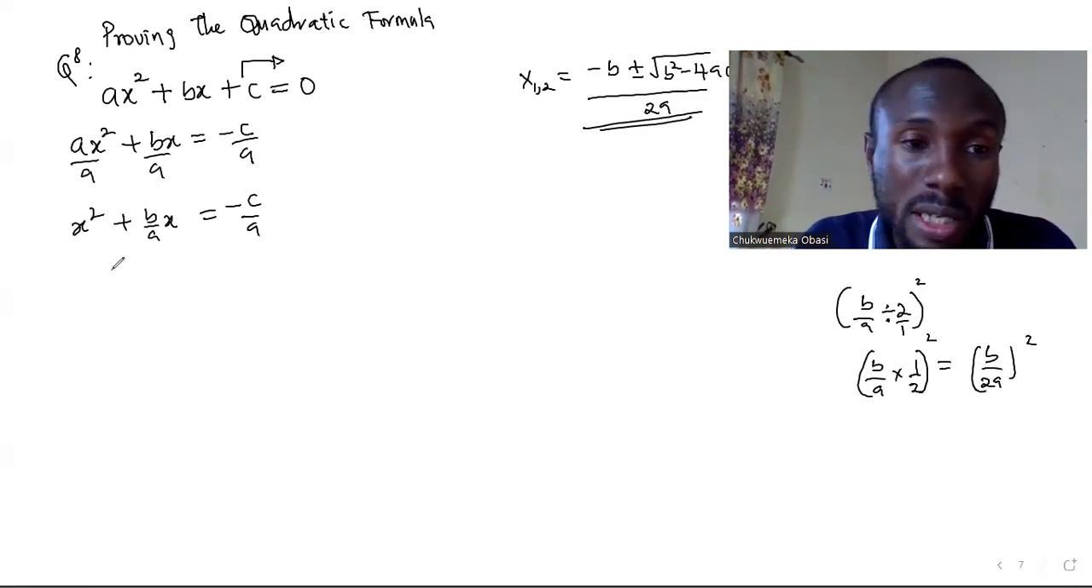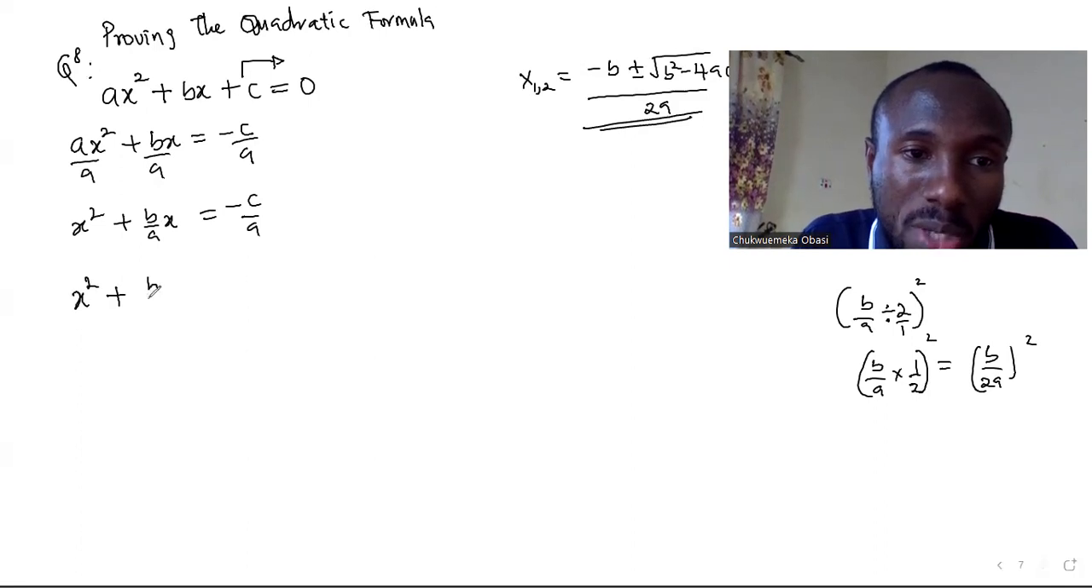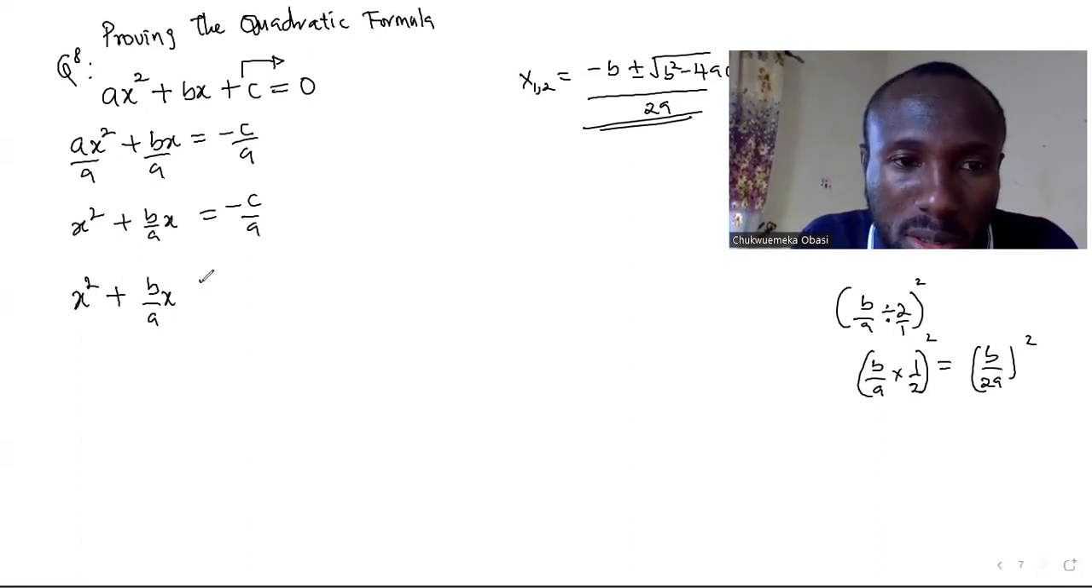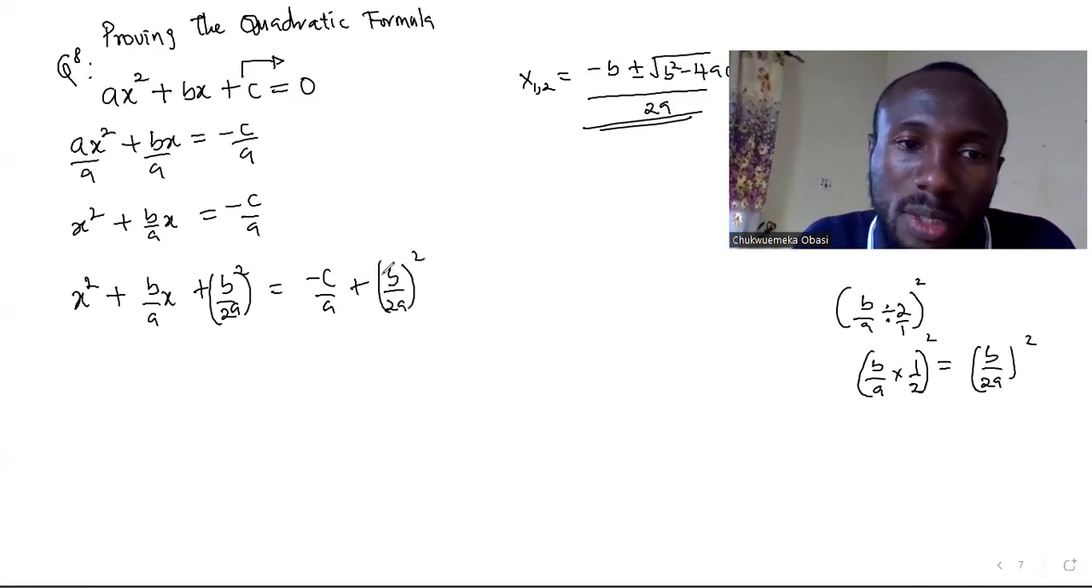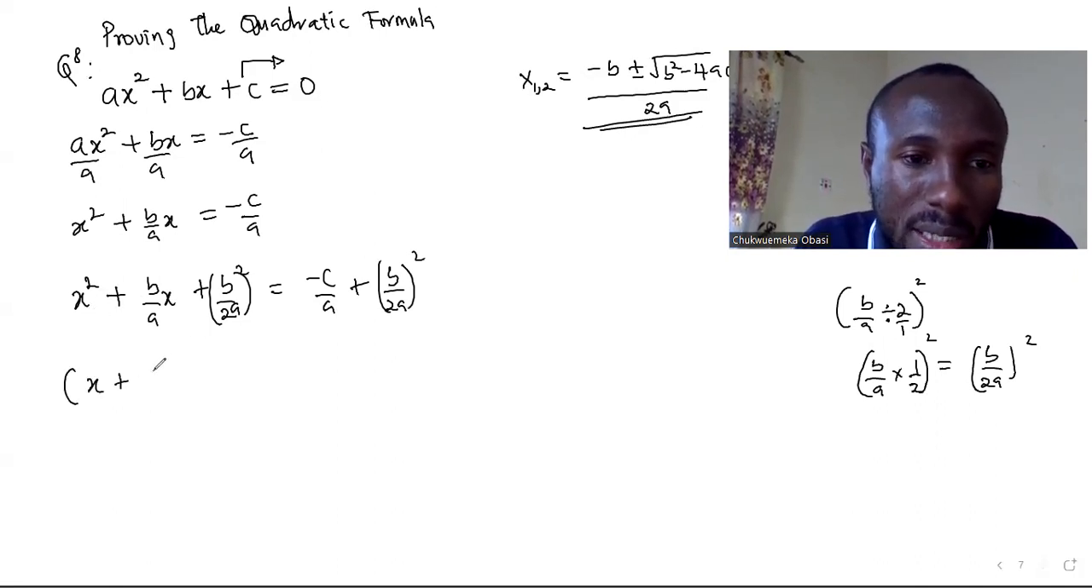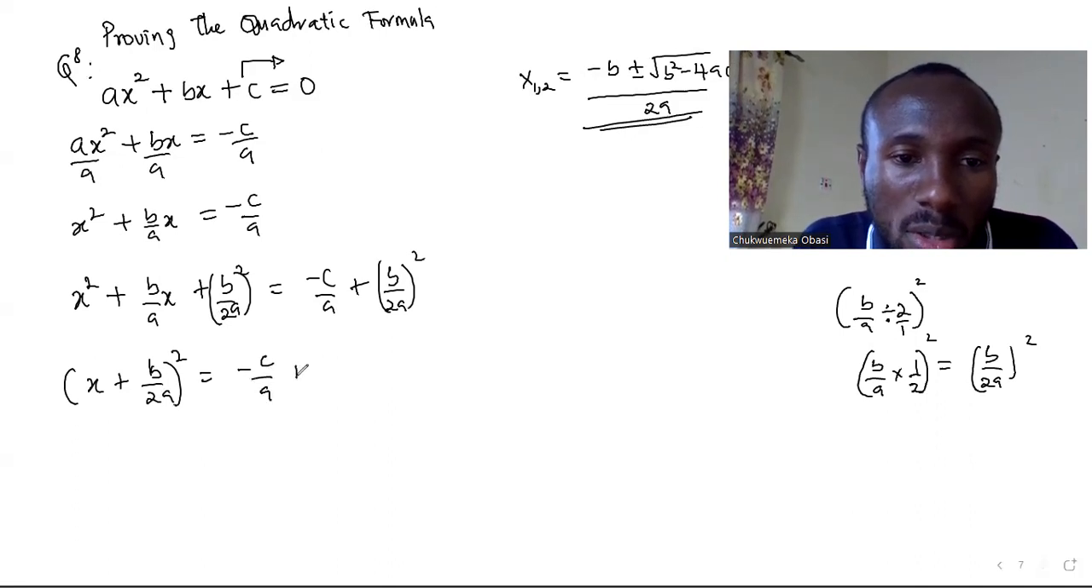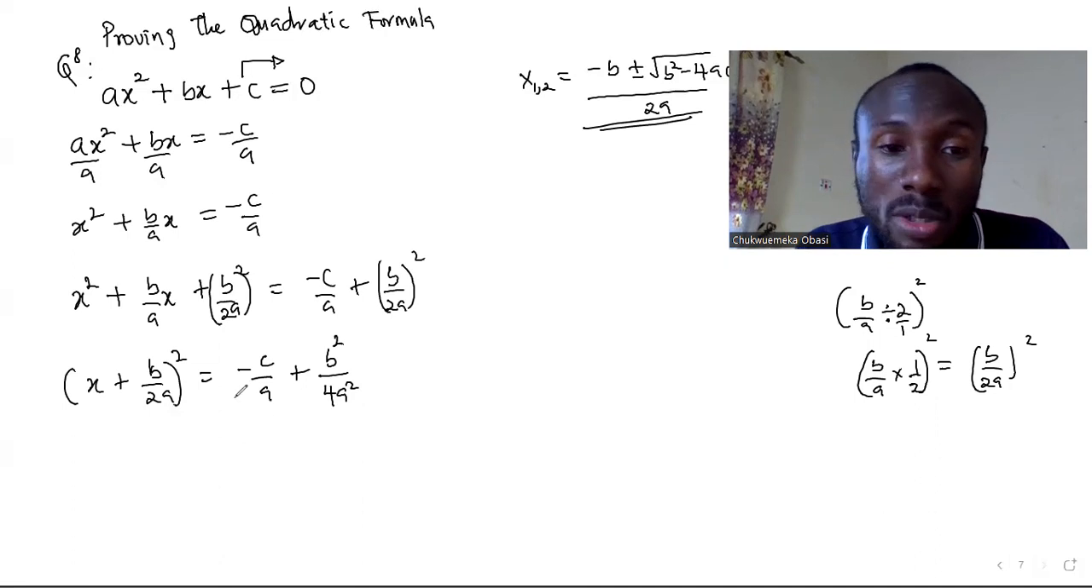So you add it to everybody here. So you have x squared plus b over ax plus b over 2a all squared is equal to minus c over a plus b over 2a all squared. Now the same principle, take these guys, this side, and this guy without their square, then all squared equal to minus c over a plus b squared is b squared, and 2a squared will be giving me 4a squared, right? Yeah, that's pretty much how it looks.